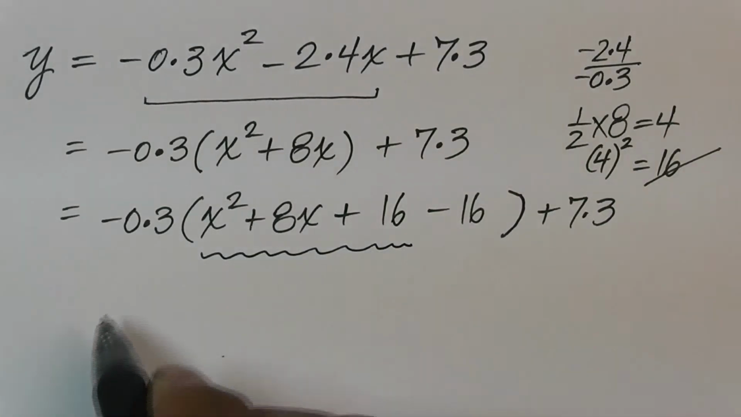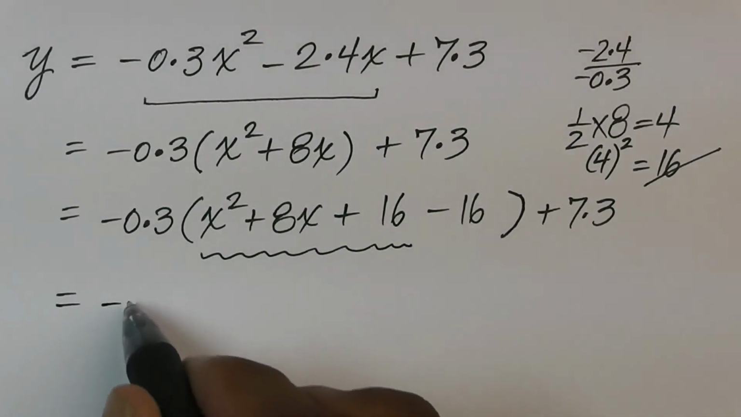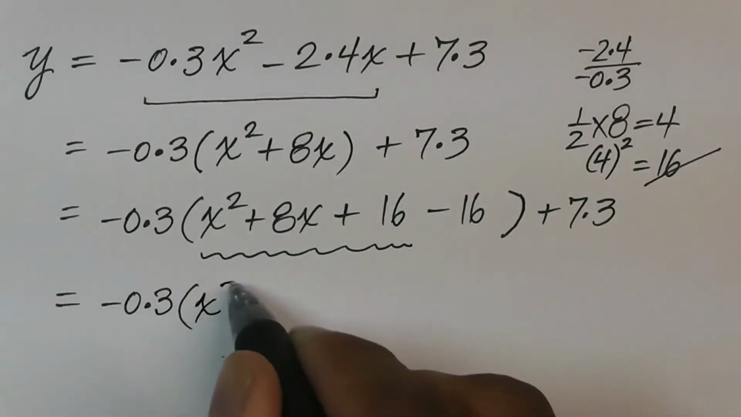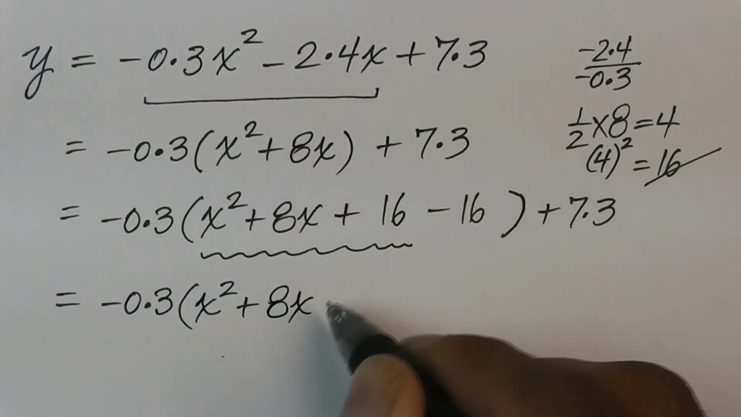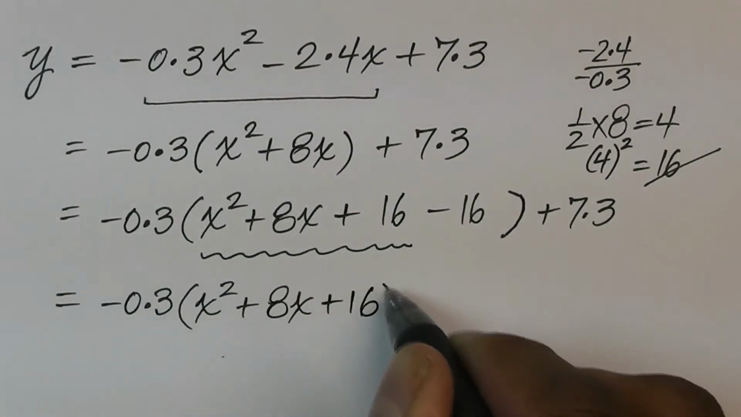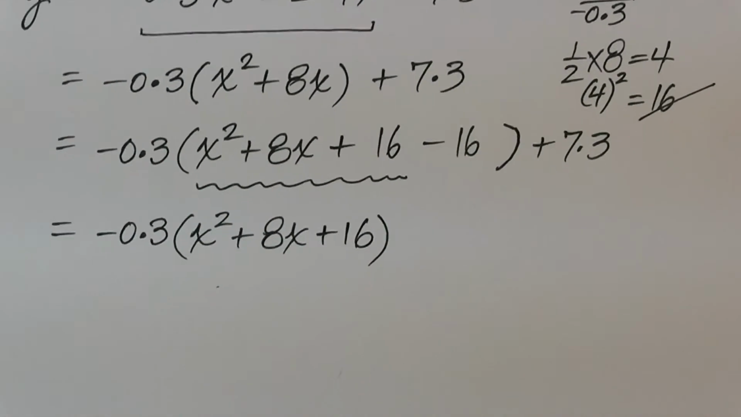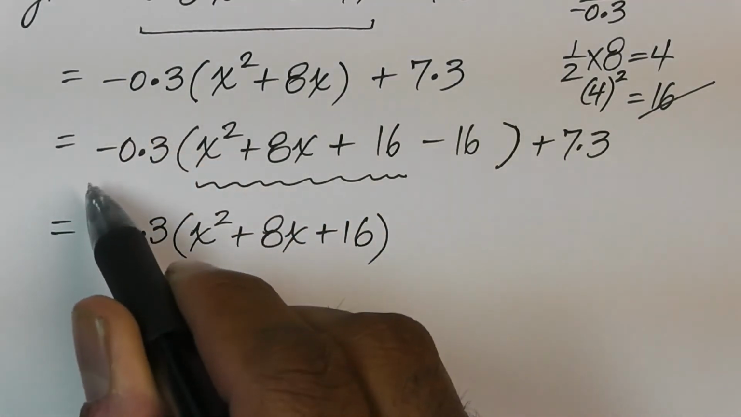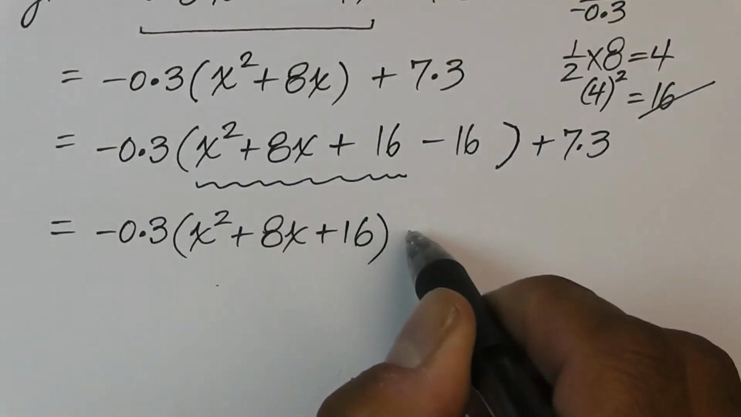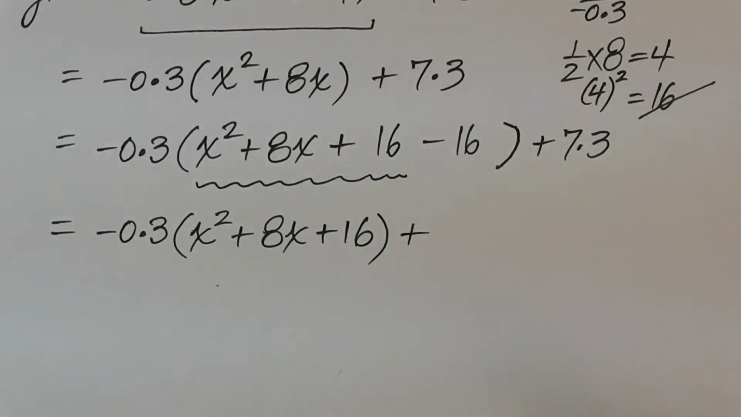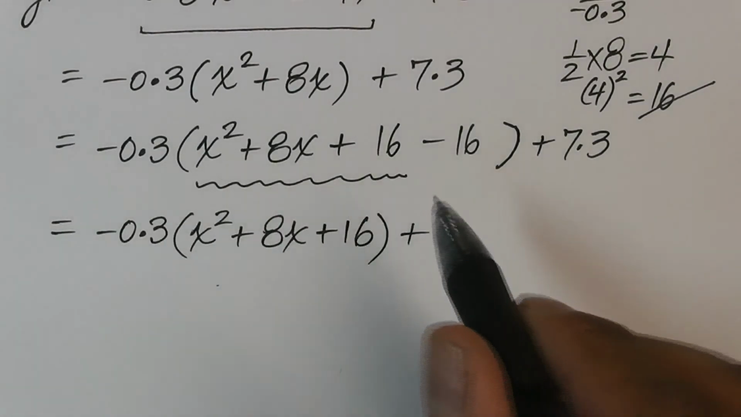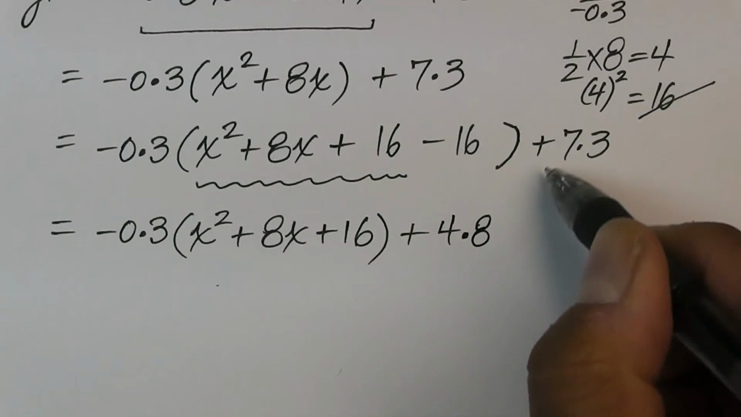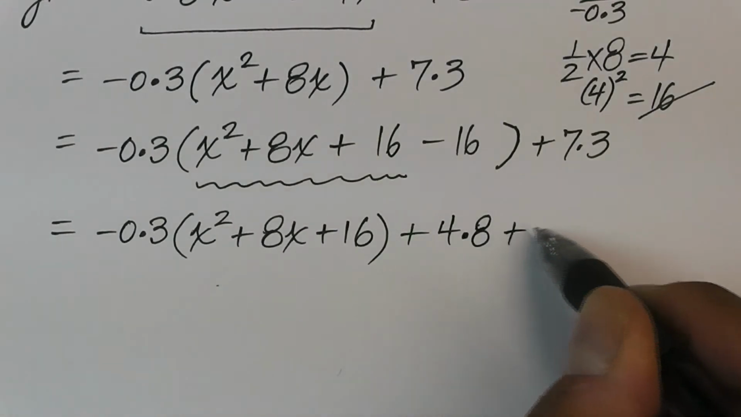You want to keep these three terms inside the brackets. So negative 0.3, x squared plus 8x plus 16. I'm going to take this negative 16 and multiply it by that negative 0.3. Negative times negative, positive. 0.3 times 16, 4.8. And I have the 7.3.